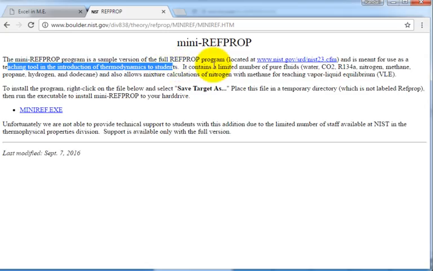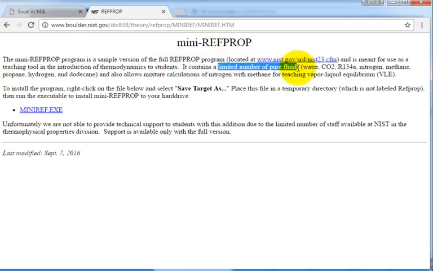It contains a very limited number of pure fluids. Water, excellent. CO2, carbon dioxide, excellent. Refrigerant 134A, excellent. Nitrogen, methane, propane, hydrogen, dodecane. If that's a limited set, you should see the full set. There's a very long list for the full set. And it handles mixtures as well. So mixture calculations of nitrogen with methane are the only ones put in here for teaching purposes.